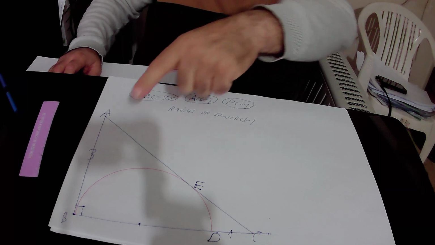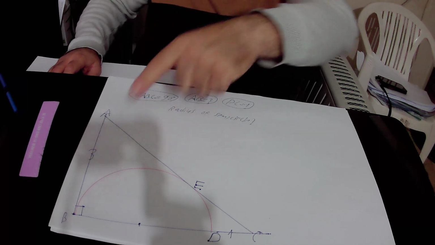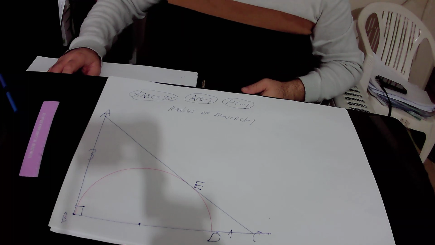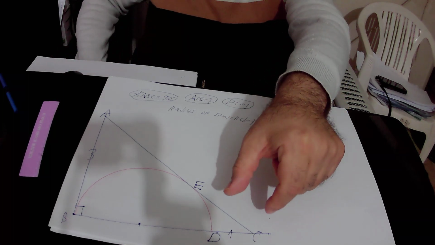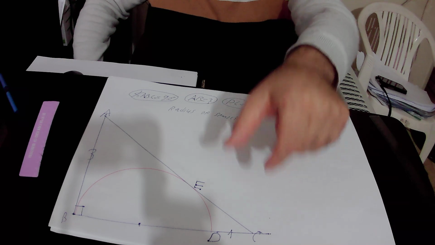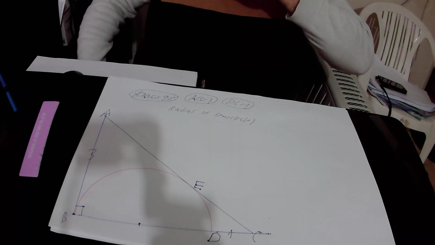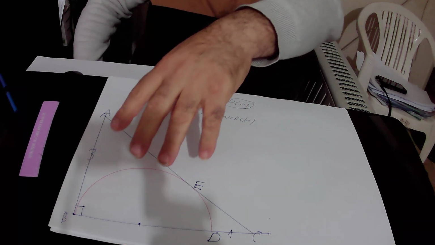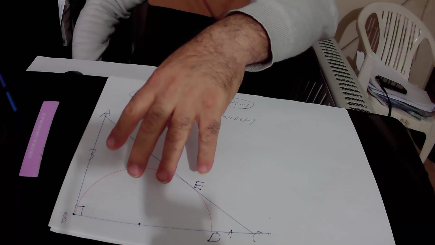We also know that side AB of triangle ABC equals 4 units. Line segment DC equals 1 unit. And we want to find out the radius of this red semicircle.